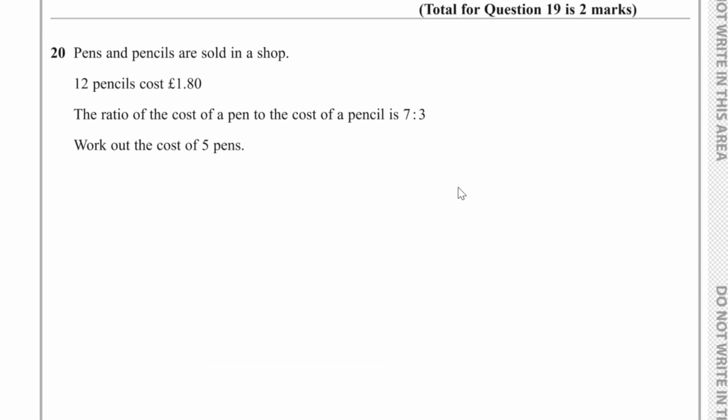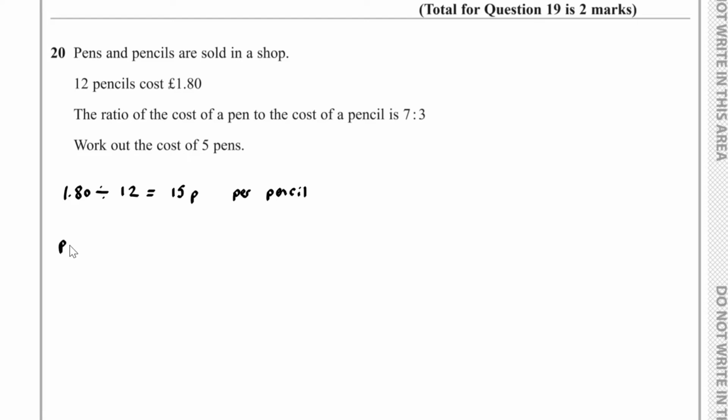Question 20. Pens and pencils are sold in a shop. 12 pencils cost £1.80. The ratio of the cost of a pen to the cost of a pencil is 7 to 3. We have to work out the cost of 5 pens. So with this we can find out the cost of 1 pen. 180 divided by 12, that's equal to 15. So we have 15p per pencil.